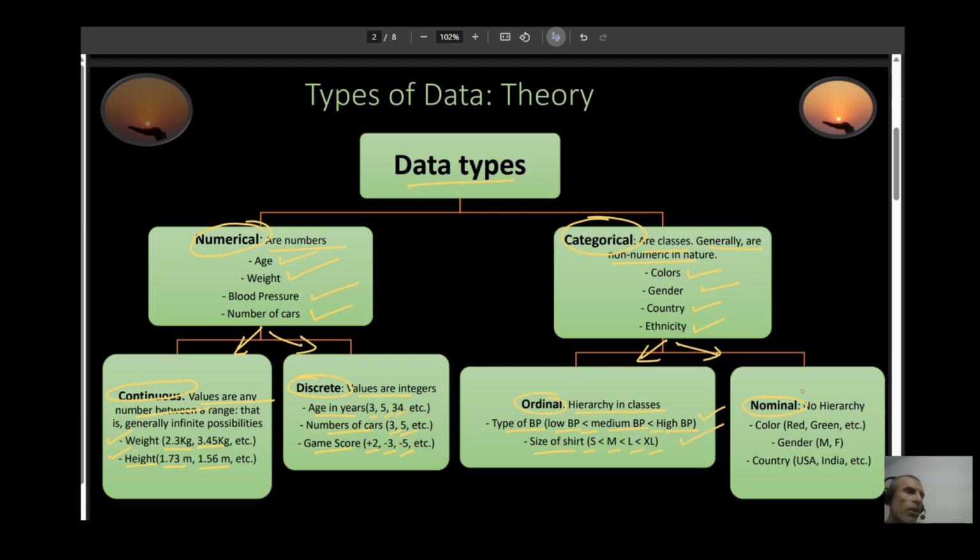Then you have the nominal type. In nominal, there is no hierarchy. For example, color. You can have red, green, blue. You cannot say red is bigger than green, or green is bigger than that. You cannot say that. Gender is another one. You have male and female. Country, for example, USA, India, China. You can have all these countries. So these are examples of your nominal data type.